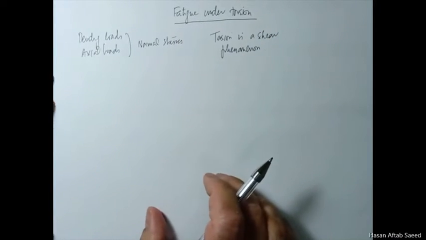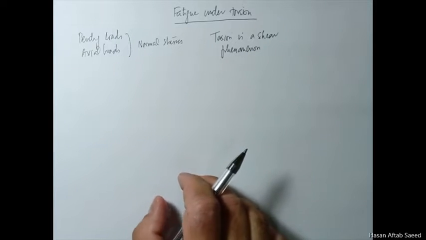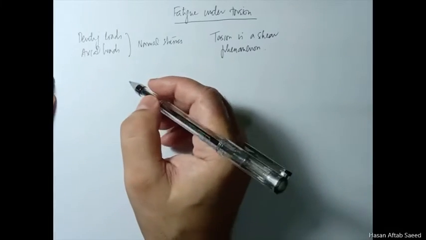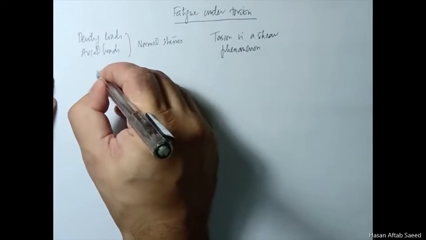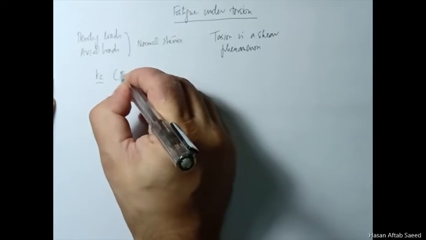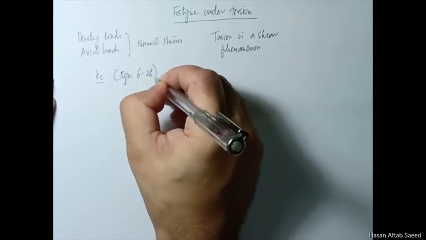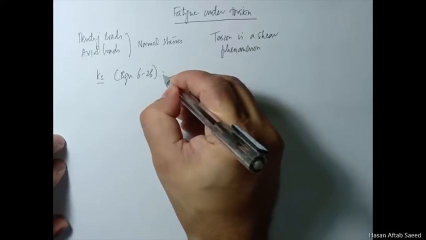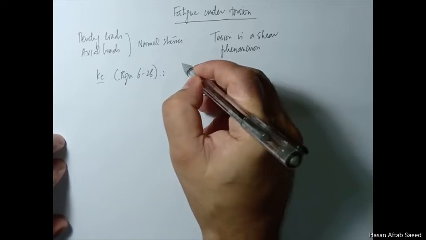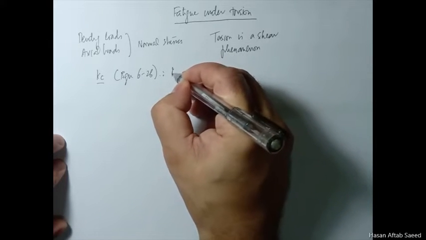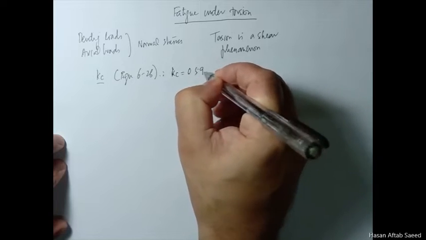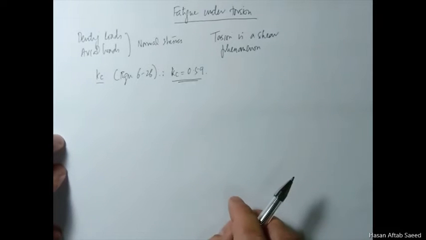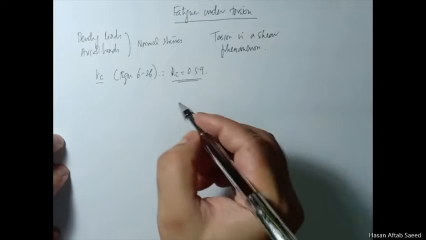So we have shear stresses here, and we have mentioned in one of the earlier lectures that for the load factor Kc in equation 6.26, we are to use for torsion. If you have a torsion problem, we are to use a load factor of 0.59 for torsion problems.